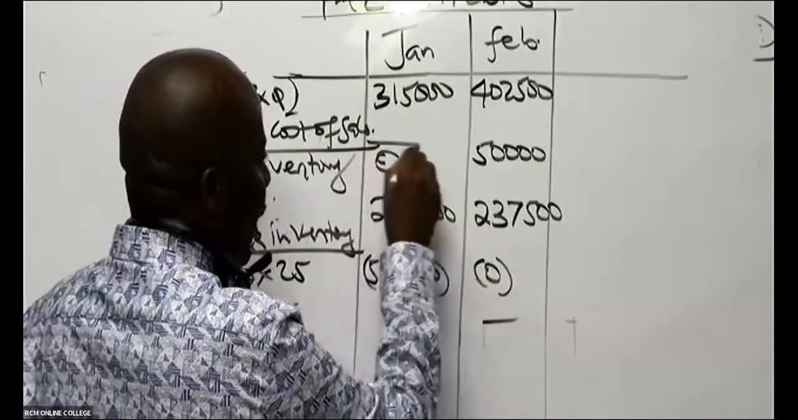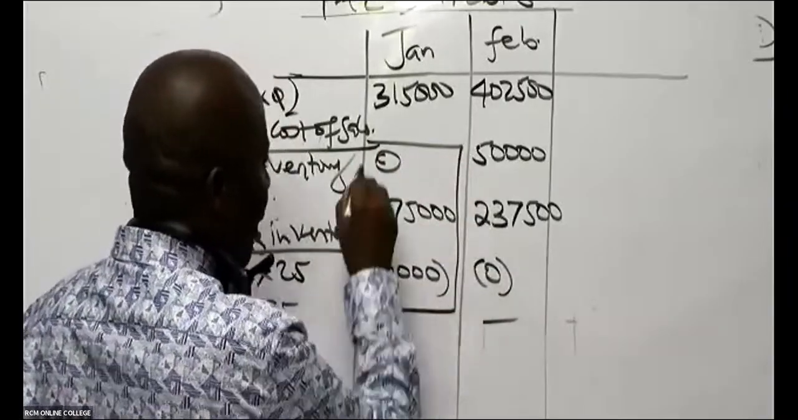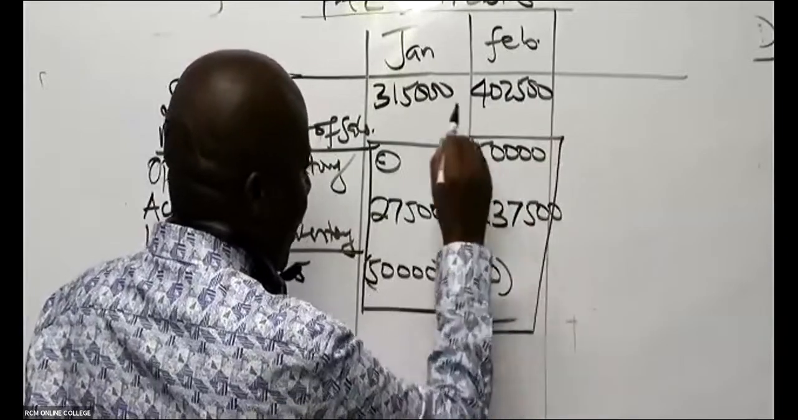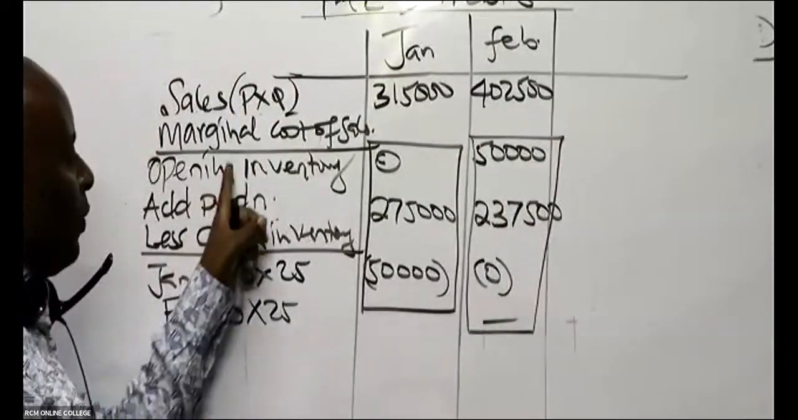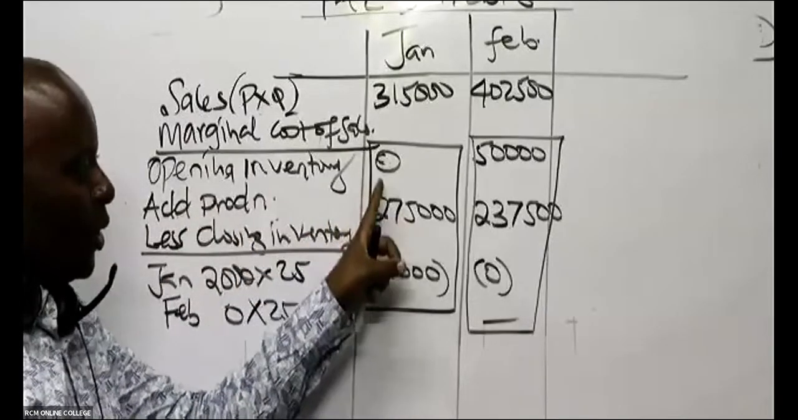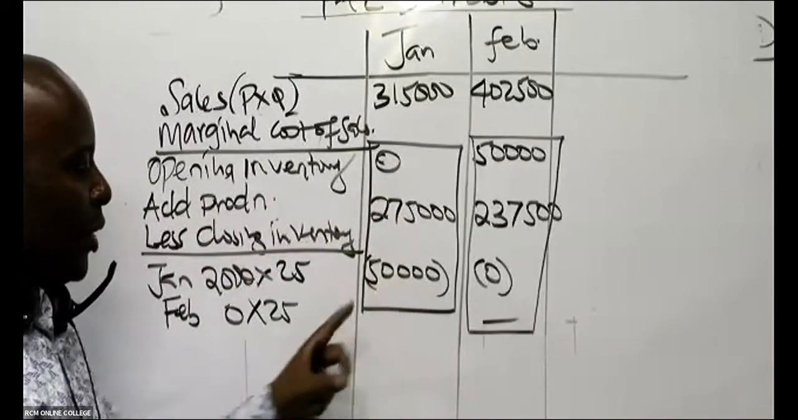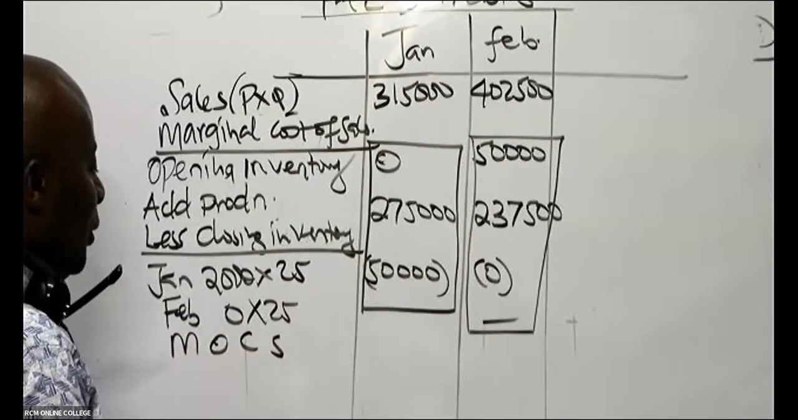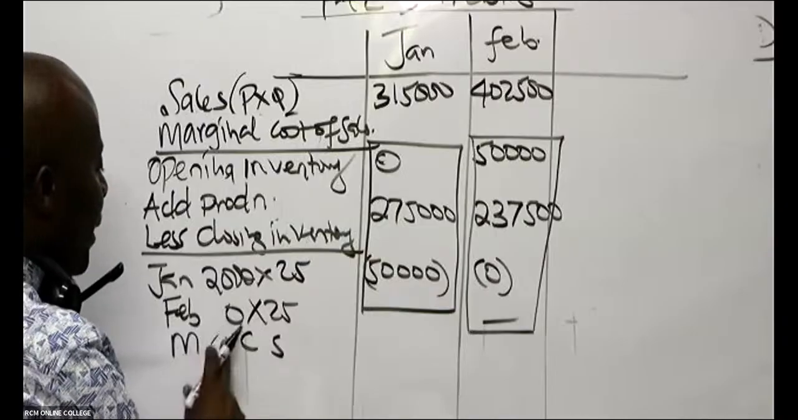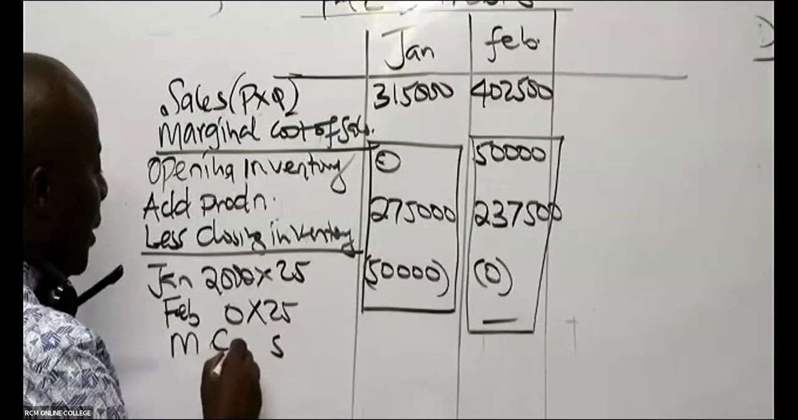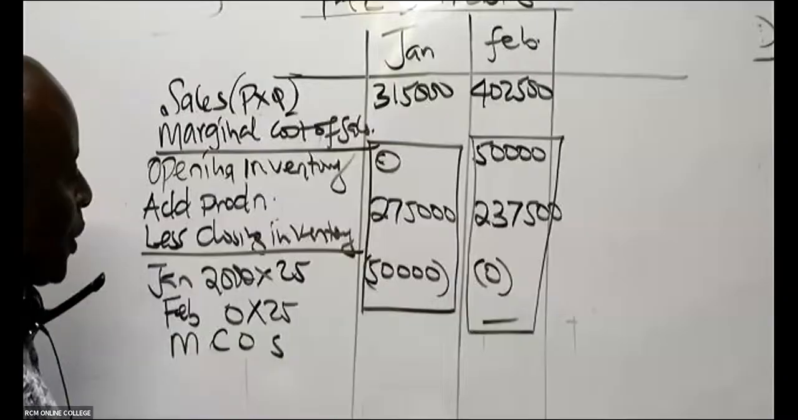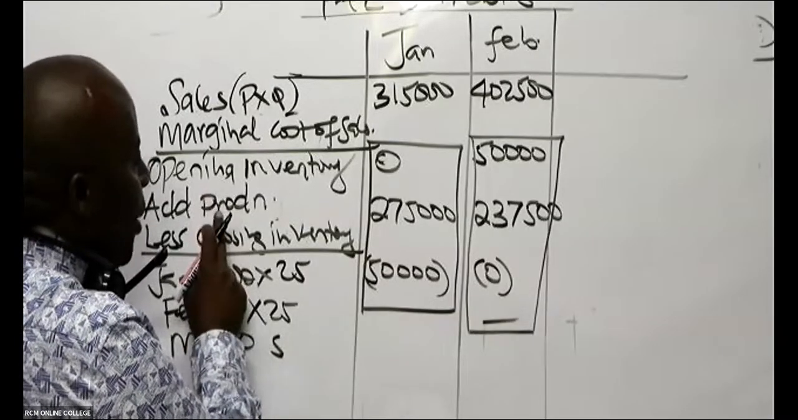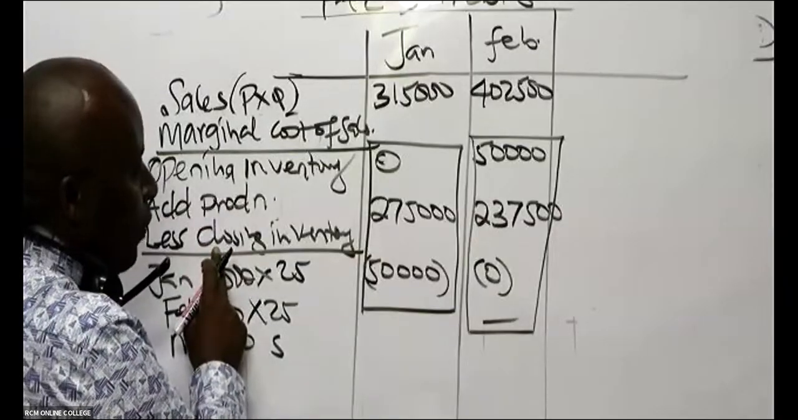So please take care of these 3 numbers. Always take care of those 3 numbers. So you take opening inventory, you add the production, so you take 0 plus this minus this, and you give me the MCOS, marginal cost of sales. Remember, to get marginal cost of sales, you take opening, you add production, you less closing inventory.